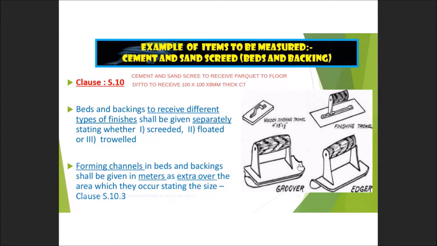The photo on the right hand side shows you the material or method of application. The finishing trowel, for example, is applicable for floor finishes such as cement render. They are using a steel trowel. A wooden finishing trowel is normally for the screed. The groover and the edger are normally used to make sure that at the edge you are able to get the shape correctly. Forming channels in the beds shall be given as extra over in meter.